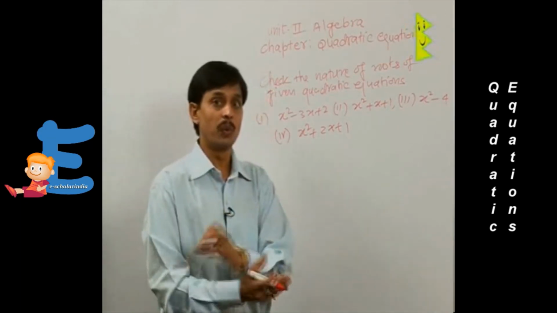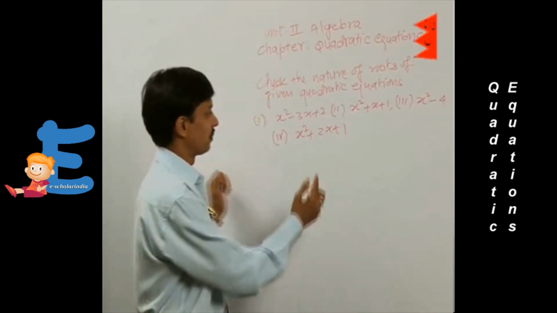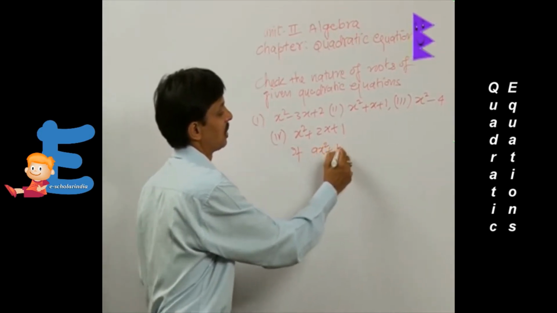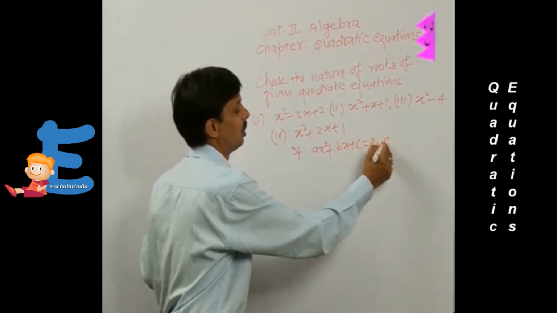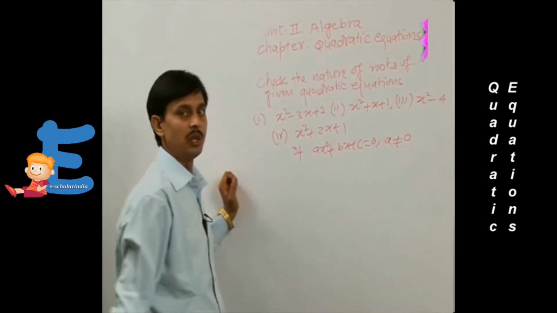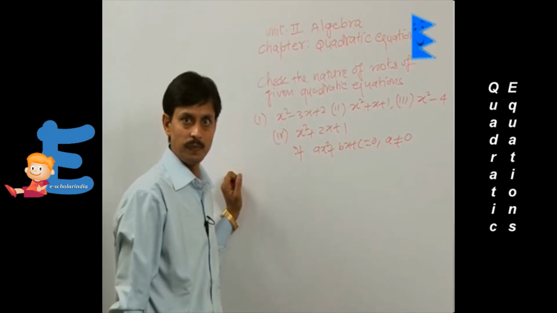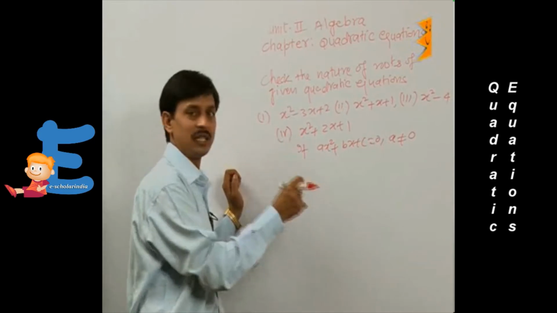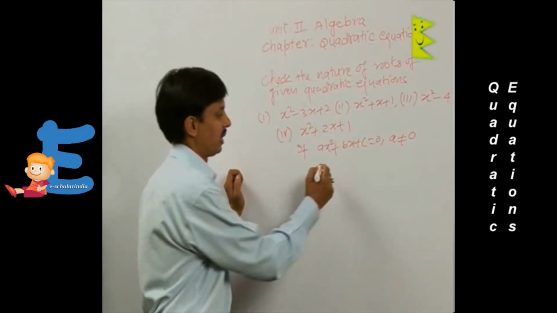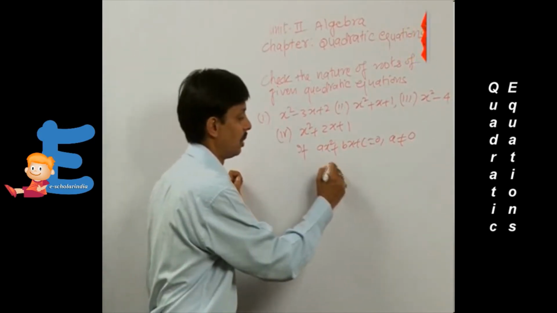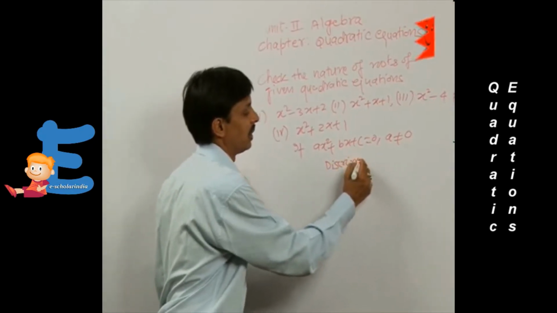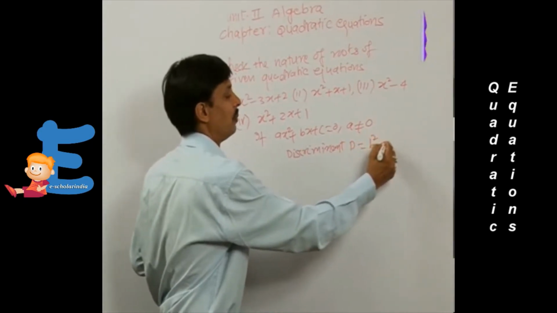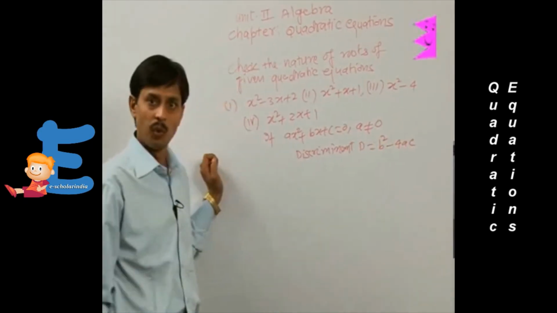To decide the nature of roots, one component which is important, that is what? If ax square plus bx plus c is equal to 0, provided a is not equal to 0, is the quadratic equation, then what is the value which tells about the nature of roots? That is discriminant, which was discussed with you. The discriminant is D, given by b square minus 4ac.